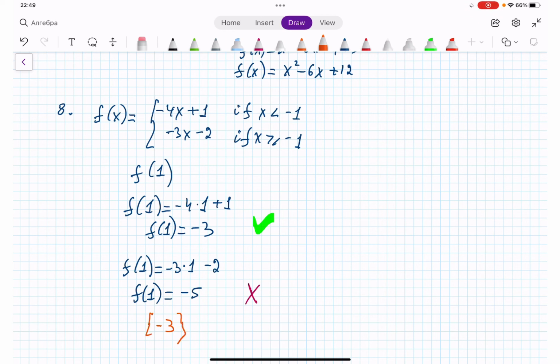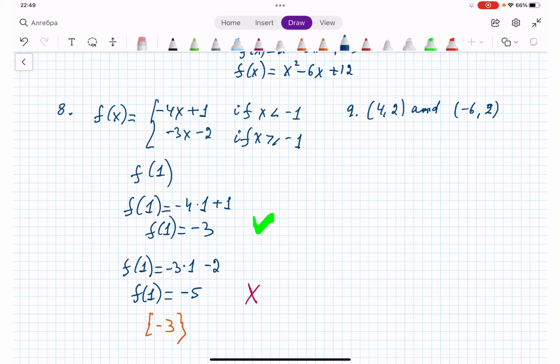Okay, moving to question number 9. We need to find the slope of the line given two points, 4 and 2, and we have, let me see, negative 6 and 3. No, negative 6 and 2. Okay.